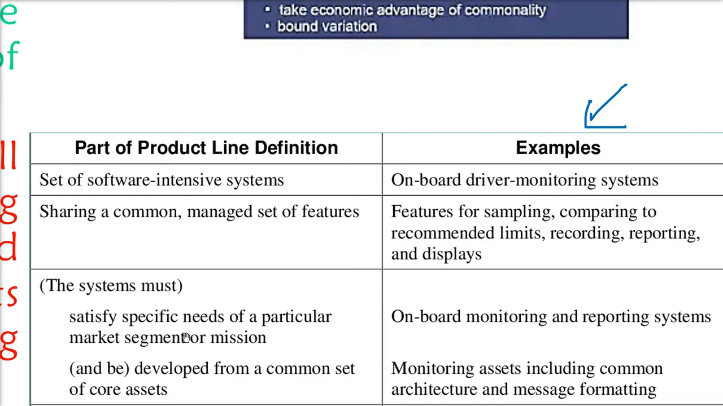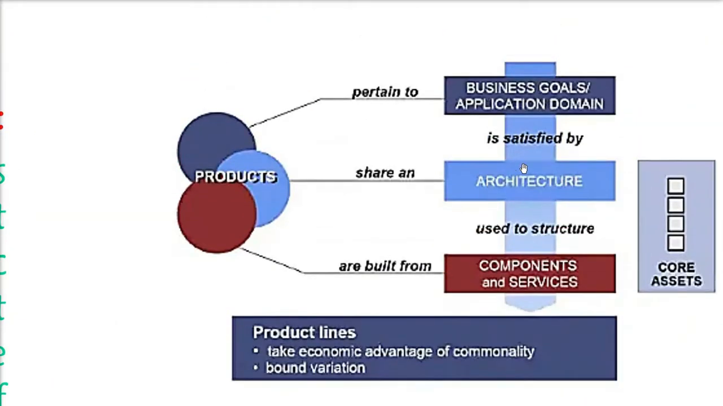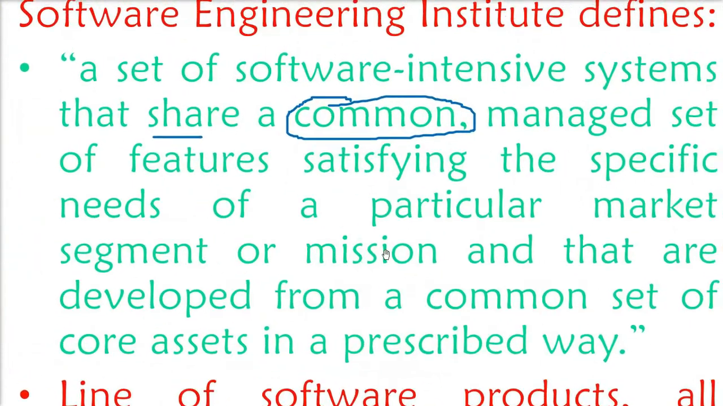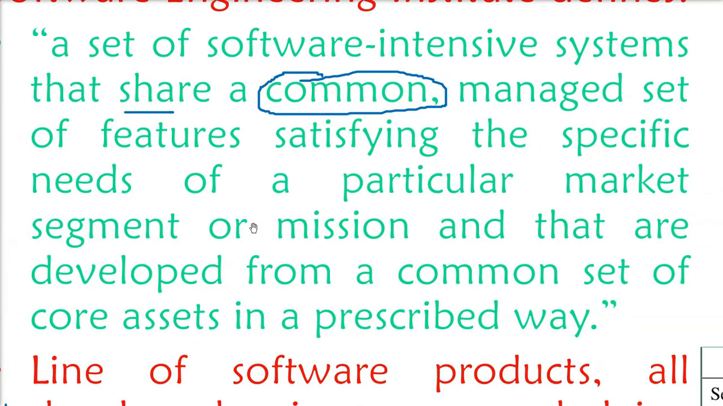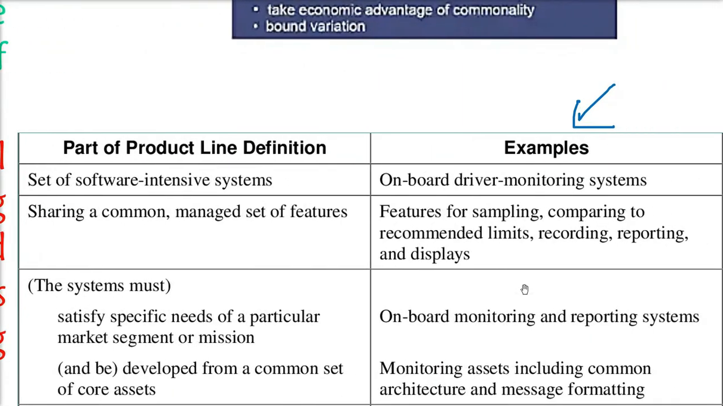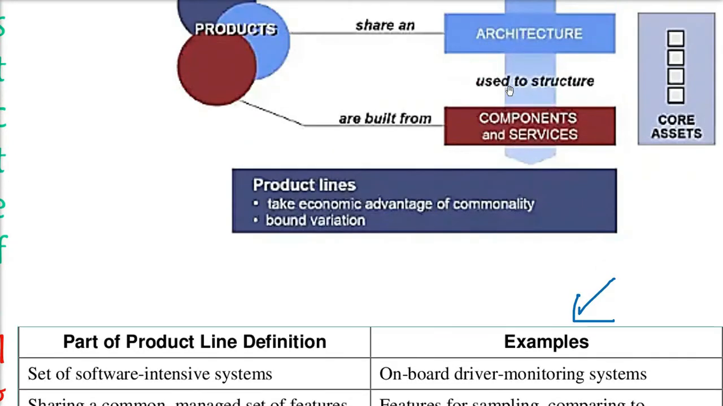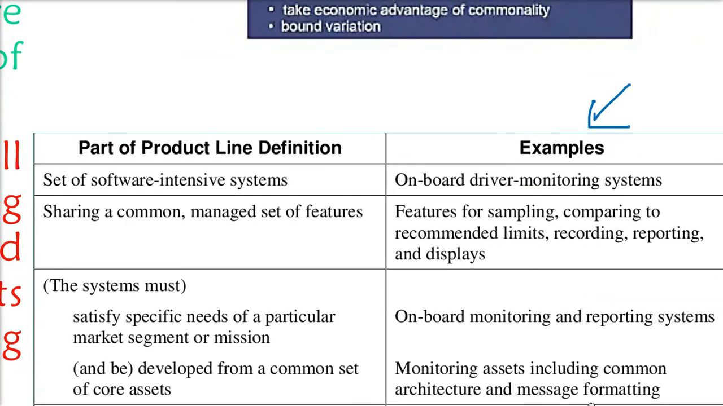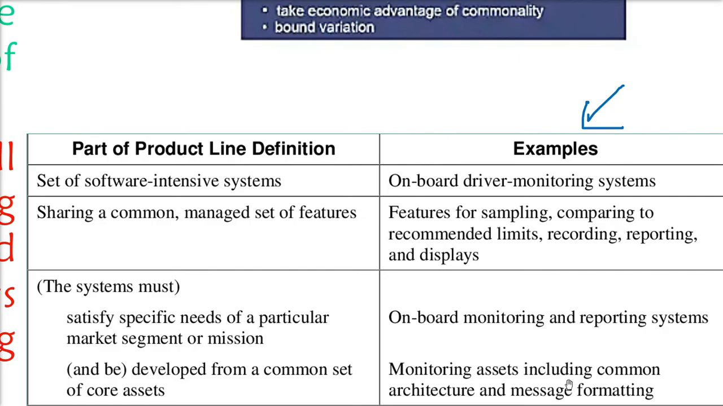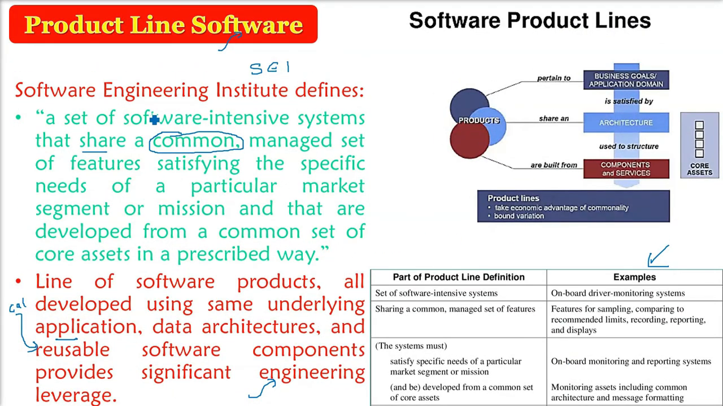Then comes satisfying a certain need, some common mission, some part of the market. This is basically an onboard monitoring and reporting system, because you are only targeting onboard monitoring and reporting, and not any other thing. So this is satisfying a specific need of a particular market segment or mission. And then comes development from a common set of core assets. Because, as I said, the architecture is the same, the components and services you can use, the message formatting, all these things are there. This is product line software.